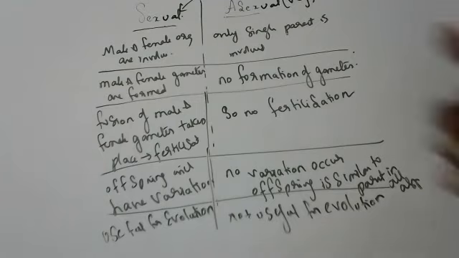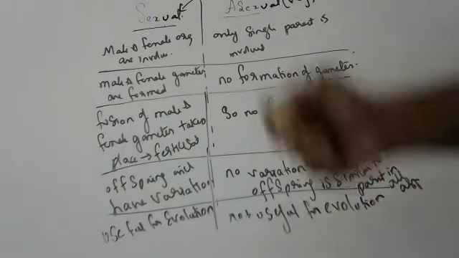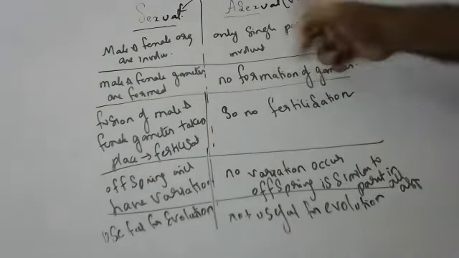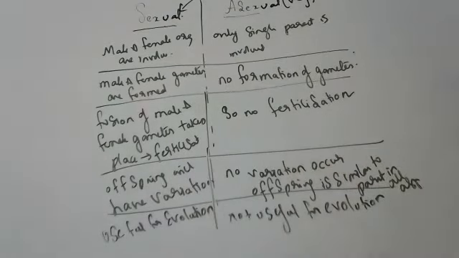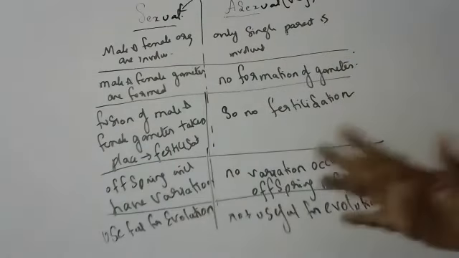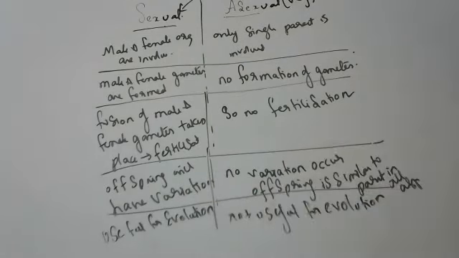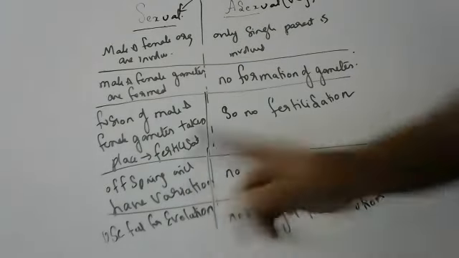Compulsorily after 10th, you go to inter, first year, 12th, degree, post graduation, PhD. You have to develop, you have to evolve, variation has to occur. That is useful for evolution. So sexual reproduction is useful for evolution. Asexual reproduction is not useful for evolution. I am not saying they are of no use, but sexual reproduction is better than asexual because variations occur.